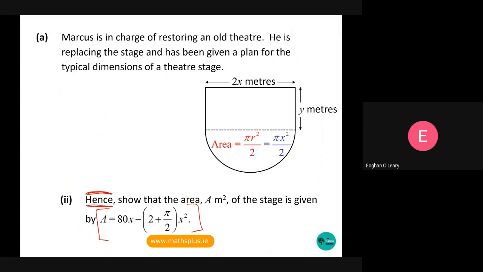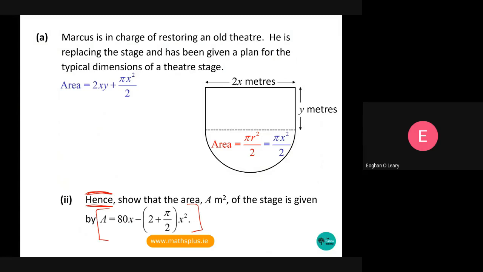Well, we know that our area is equal to pi r squared over 2. Okay, why is that? That's the area of the semicircle. Well, we know the area of the circle is pi r squared, so we're going to divide that by 2. Our area of the rectangle, well, that's very straightforward. It's just 2x times y. So our area is equal to 2xy plus pi x squared over 2.